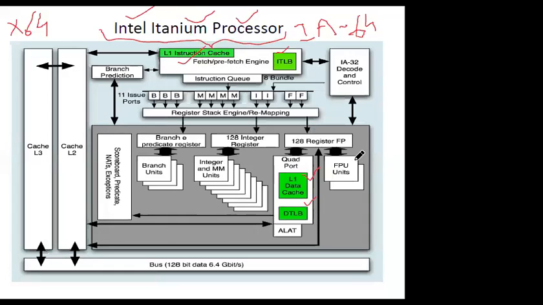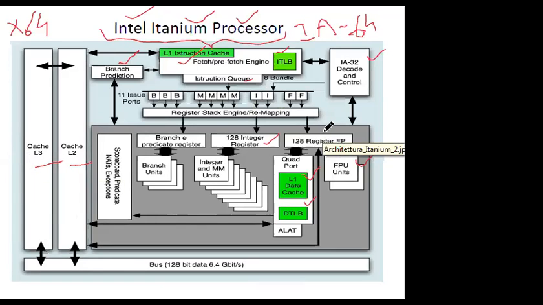We have FPU units, 128-bit registers, and floating point and 128 integer registers. As you can see, there are various sections: the concept of branch prediction, IA32 decode and control. Then we have the instruction queue, with 8 bundles. In the 8086 processor, we had just a single 8-bit instruction queue. Then we have L2 cache and L3 cache in this processor.